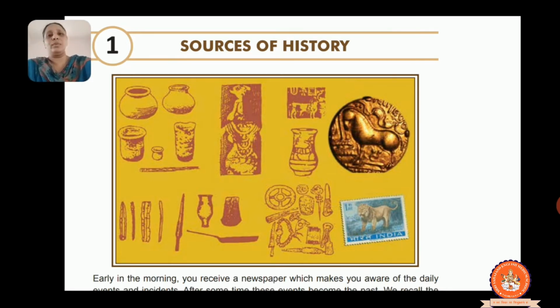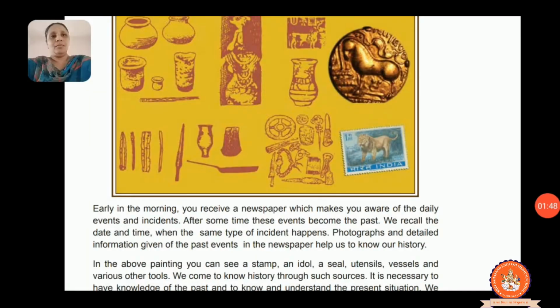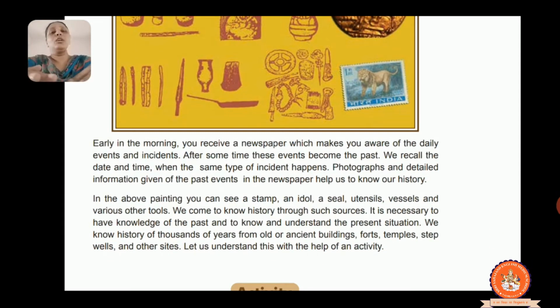Source means where someone or something came from. How is history made from sources? In ancient times, lots of things were described in our Indian history. So, sources of history. How are the sources of history made? They are made from paintings, stamps, idols, shells, utensils, visuals, various tools, old buildings, temples, forts, stepwells. These are recognized as sources of history.